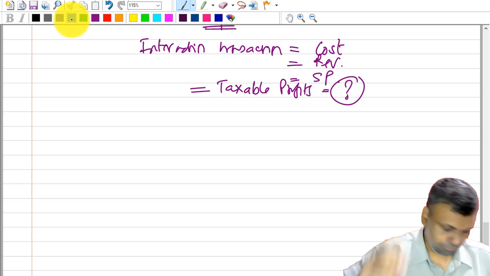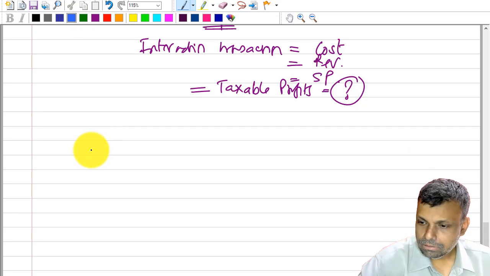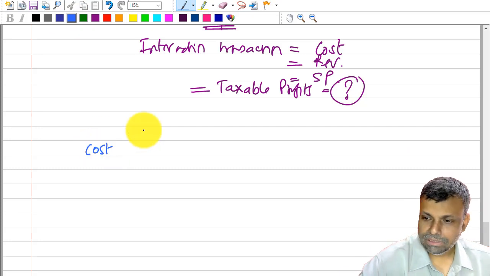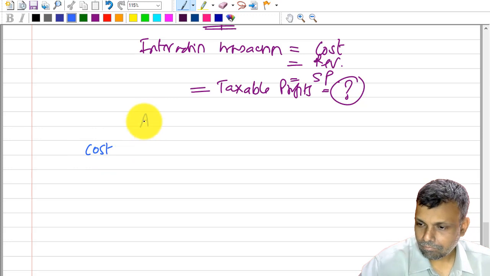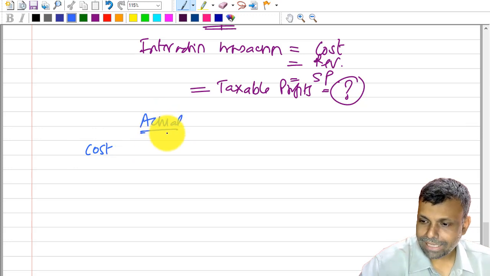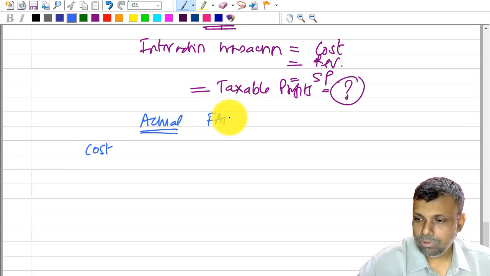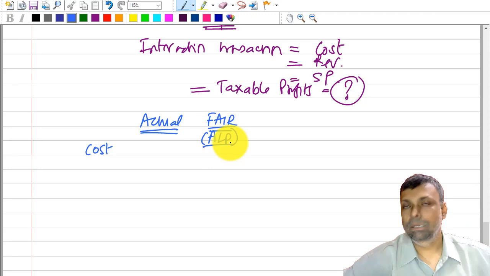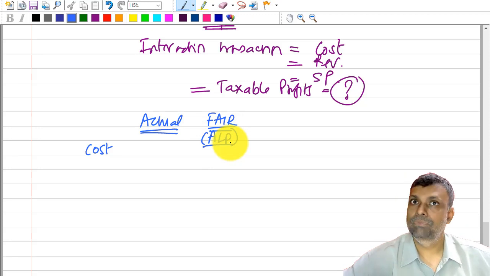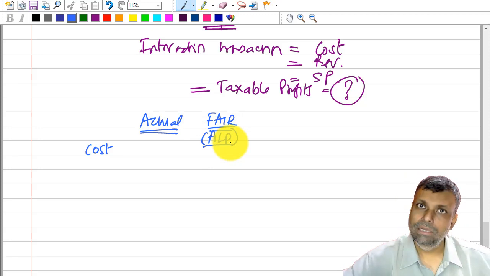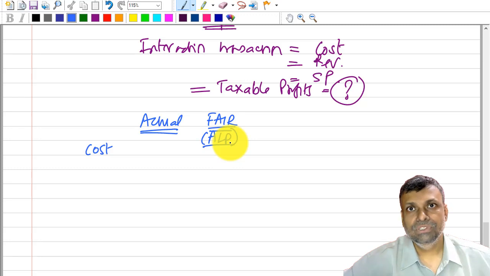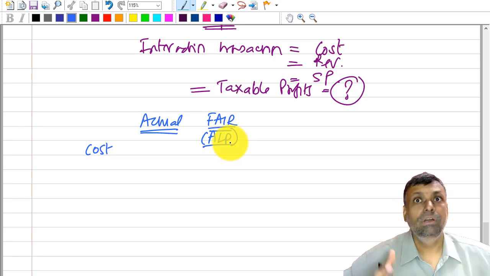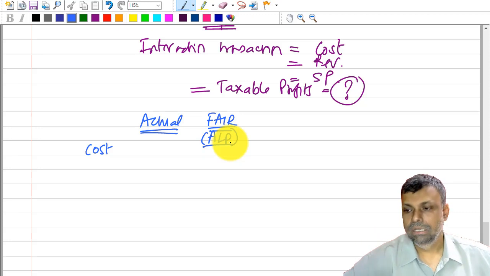Further, I will give you some example. Supposing cost, your actual cost, which you have to compare with the fair cost. The fair cost in this particular concept is called ALP. ALP is basically arm's length price. I repeat, ALP is called arm's length price. Basically, it is a fair cost, or a fair value of a transaction.